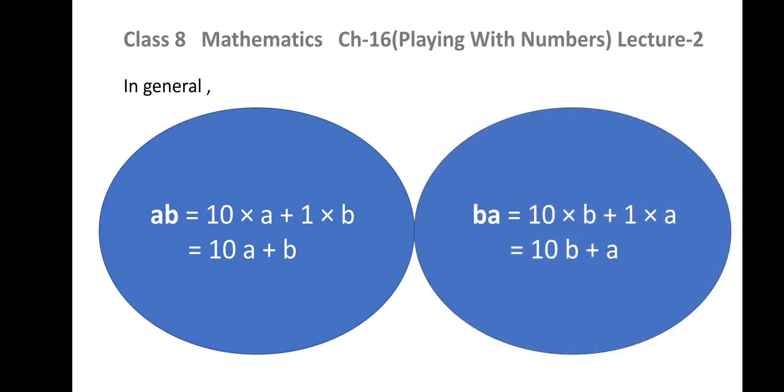If I take a 2-digit number as BA, then it will be written as 10 into B because B is at 10's place, plus 1 into A because A is at 1's place. So it will be 10B plus A. So BA will be written as 10B plus A. I hope this is clear to you how to write a 2-digit number in the generalized format.